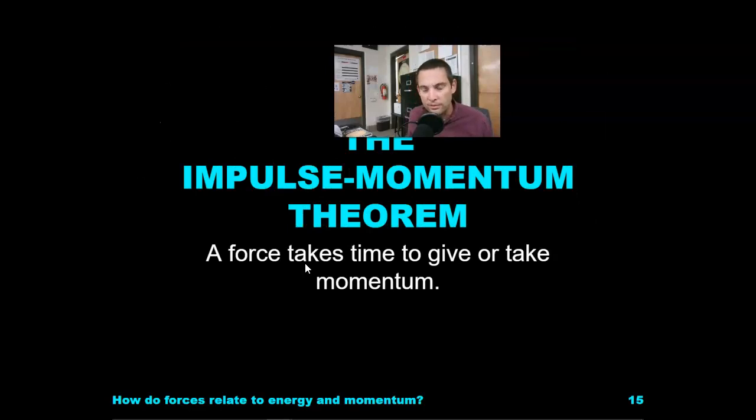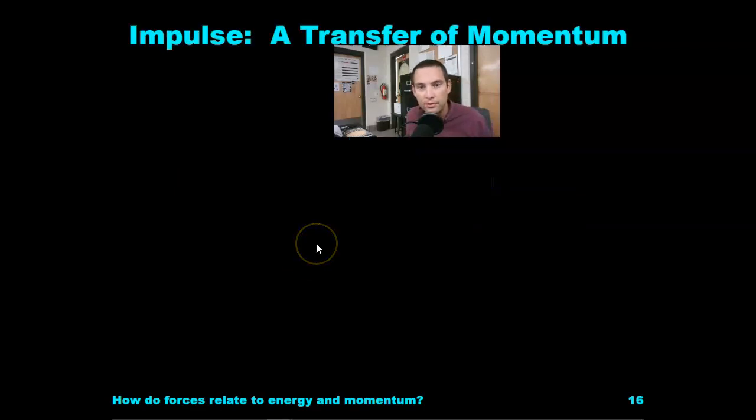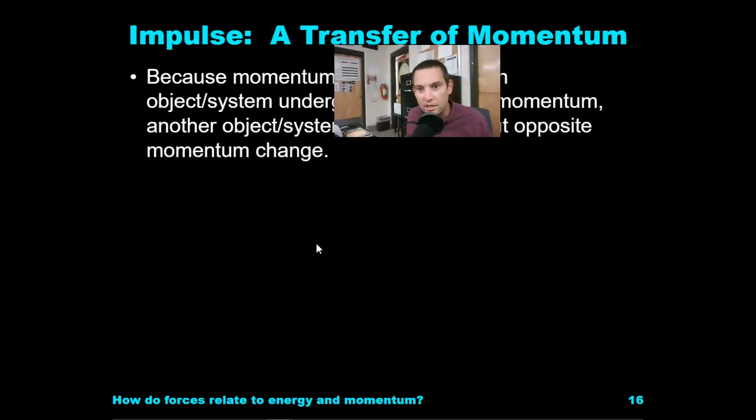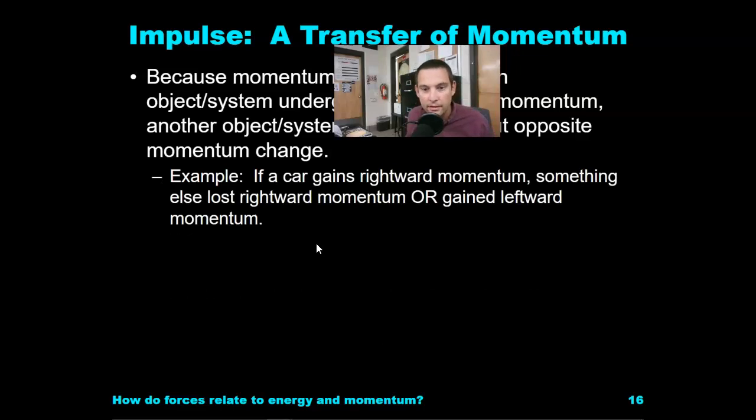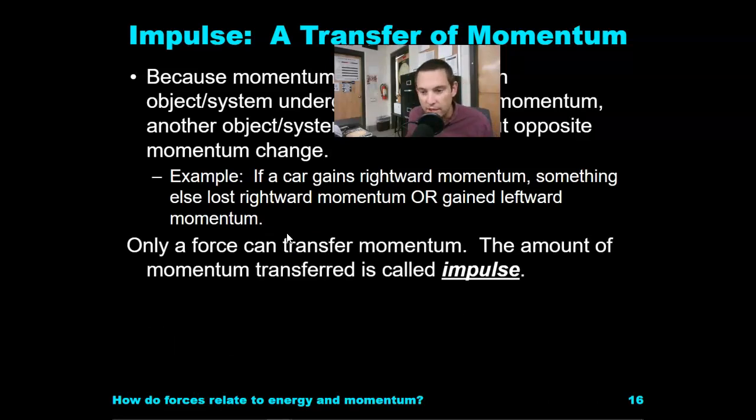The impulse momentum theorem, this is the bridge between momentum and forces. A force takes time to give or take momentum. Impulse is a transfer of momentum. Because momentum is conserved, if an object or system undergoes a change in momentum, another object or system had an equal but opposite momentum change. For example, if a car gains rightward momentum, something else lost rightward momentum or gained leftward momentum. Only a force can transfer momentum.